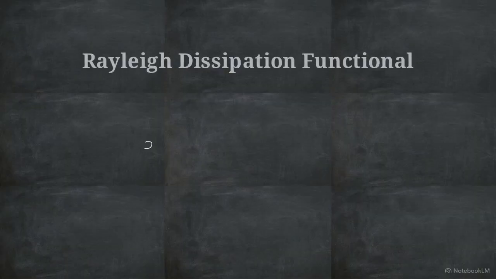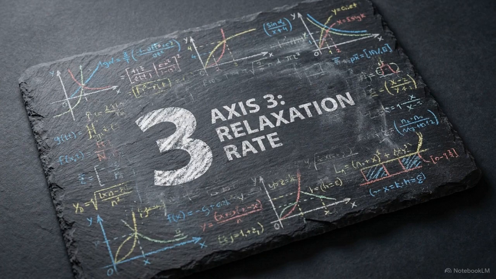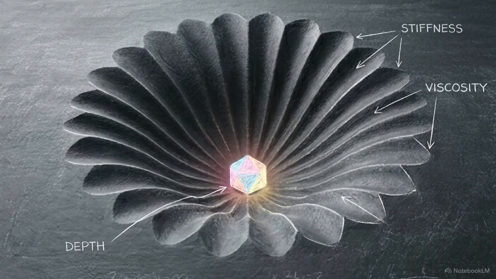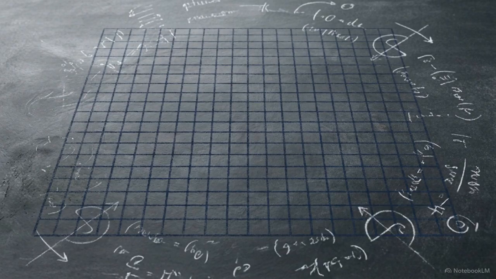To solve this limitation, the framework incorporates the Rayleigh dissipation functional, shown here as equation 3. This equation introduces the third critical axis, effective viscosity. Viscosity models how a perturbed state frictionally and irreversibly relaxes back down toward the preferred minimum. The math dictates that any configuration's ability to persist as a recognizable entity is entirely governed by its interaction with these three specific variables. This brings us to the nature of time itself.